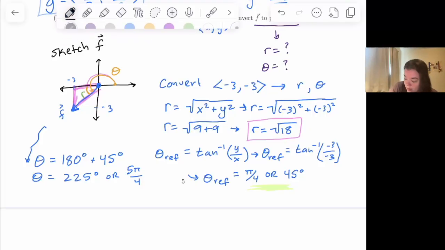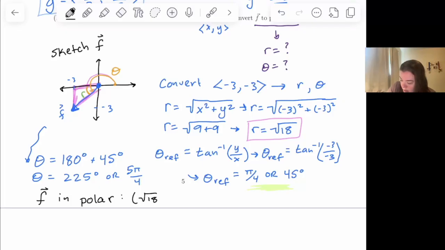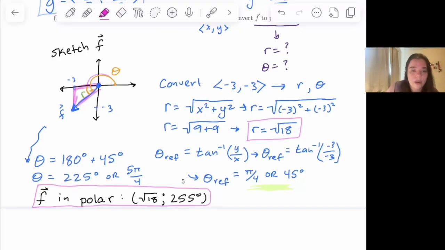To summarize, the F vector in polar is the radius, comma, or some texts or books use a colon, the angle. So at the end of the day, here we did it. We took our XY component form in Cartesian and we converted it to our vector polar form.